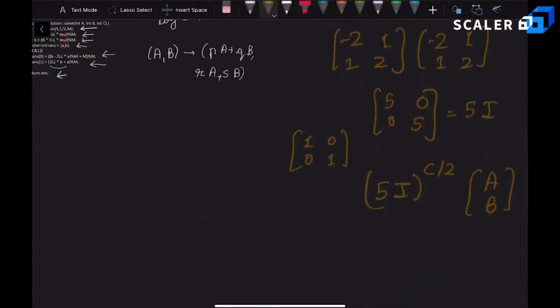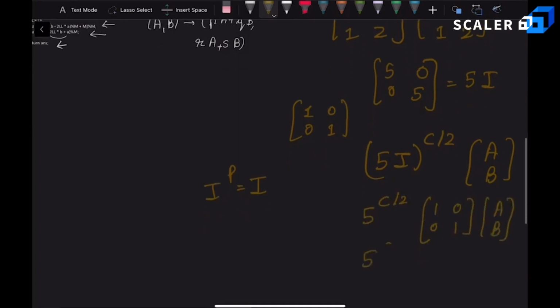We know that I raised to any power p is equal to I, because I is the identity matrix. So we can write it as 5 raised to C by 2 into I, and we know that I is [[1, 0], [0, 1]], times [A, B]. So the final value will be 5 raised to C by 2 into [A, B]. So that's the proof that the values become 5 raised to C by 2 into A and 5 raised to C by 2 into B. You could either do it using matrix exponentiation or observe the pattern in this problem.